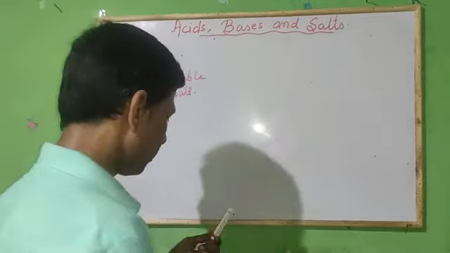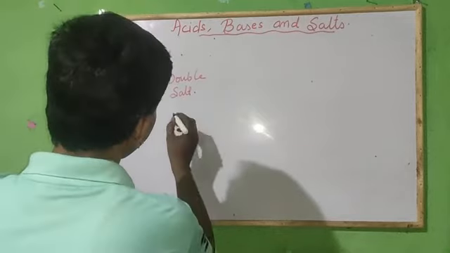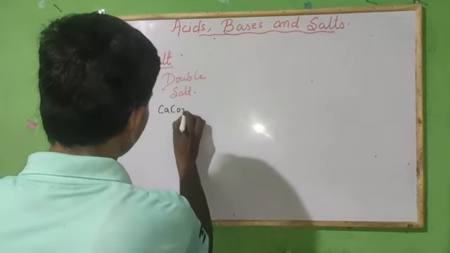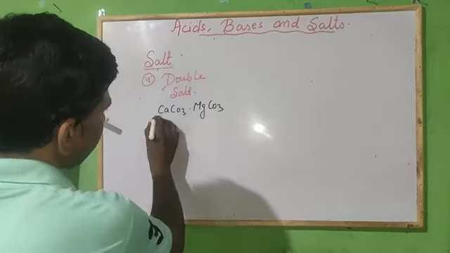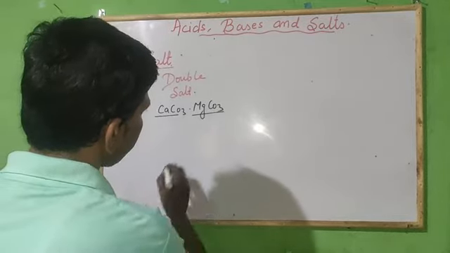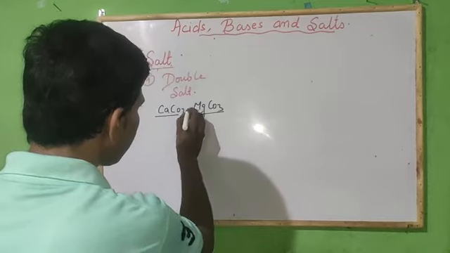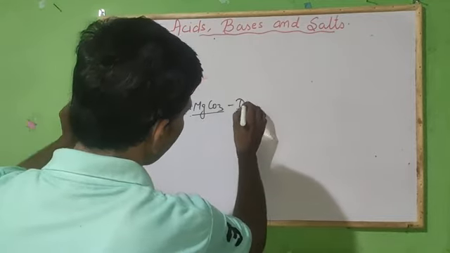Clear? So you can see, suppose I am writing CaCO3.MgCO3. You can see it is calcium carbonate, it is magnesium carbonate, and between these two salts there is one dot. It is called dolomite.